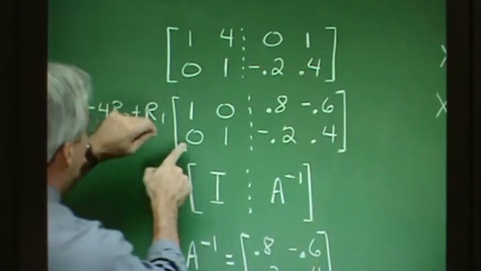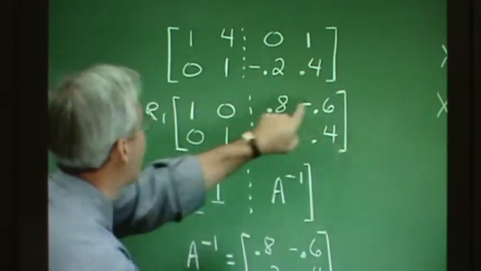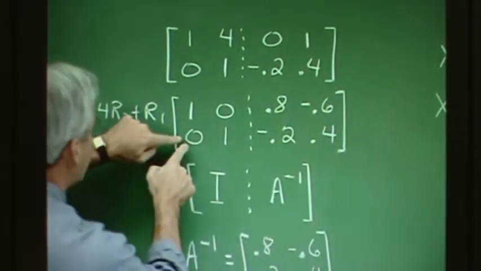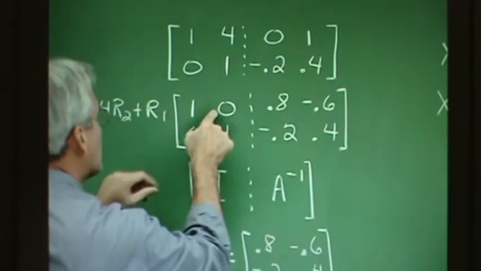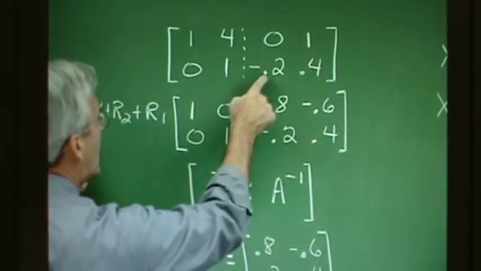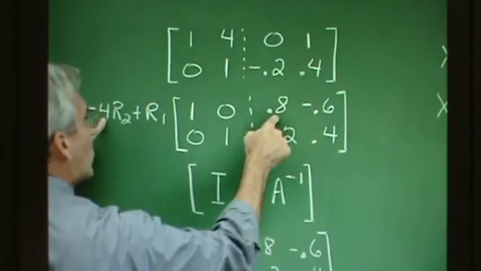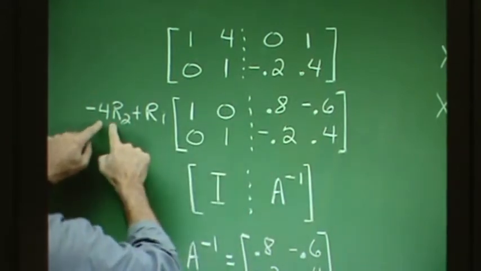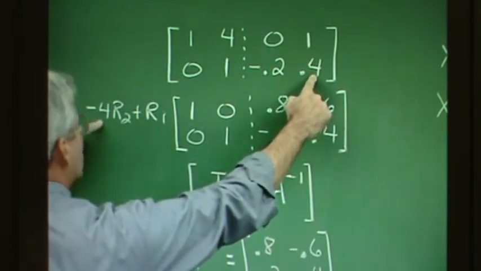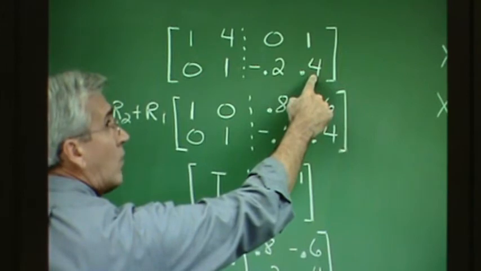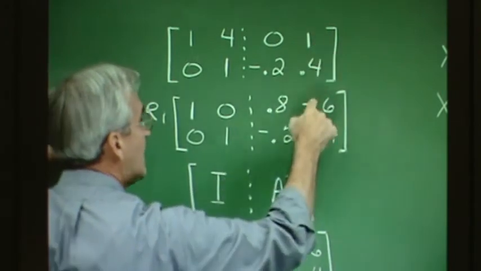And the operations are trivial for this entry. By the way, we would be copying this and then writing that. I've written it all down for simplicity's sake, but it's -4 times 0 plus 1 is this 1. And -4 times 1 plus 4 is this 0. And then -4 times -0.2 is 0.8 plus 0 is 0.8, 8/10. And then -4 times 4/10 is negative 1.6, plus 1 is negative 0.6.